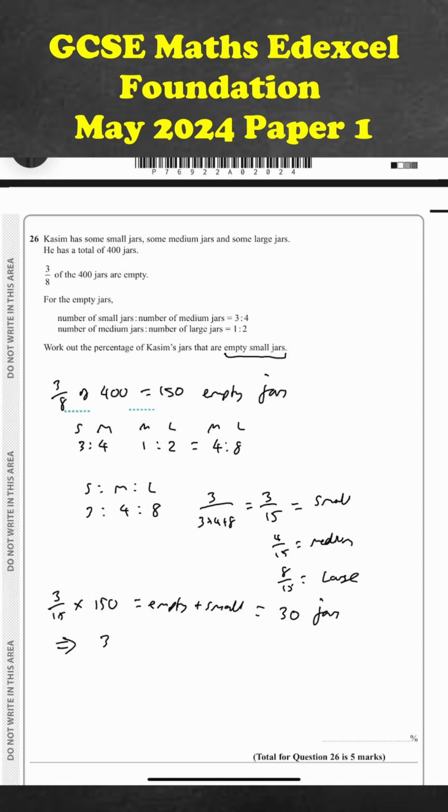Therefore, 30 out of 400 total jars are going to be empty small jars, which is the same as 3 out of 40. 1 out of 40 is going to be 2.5%, as that's 100 divided by 40. So 3 out of 40 is going to be 7.5% for 5 marks.